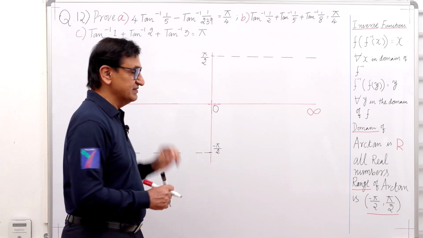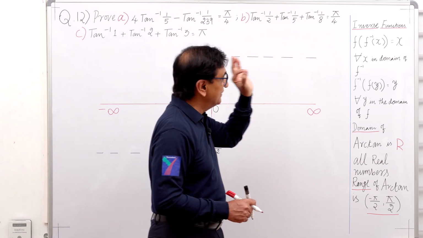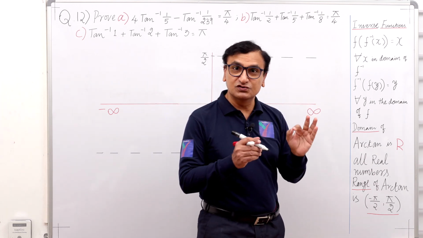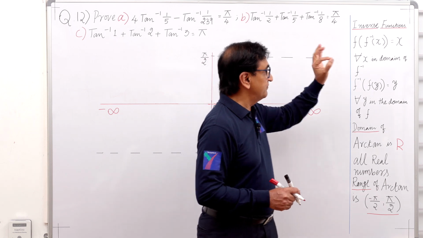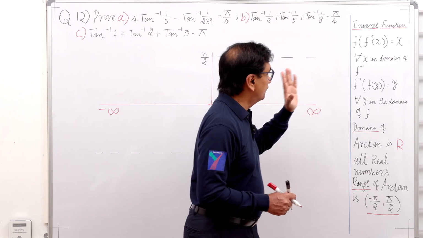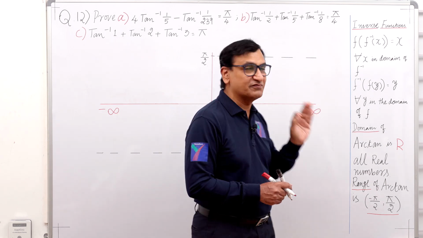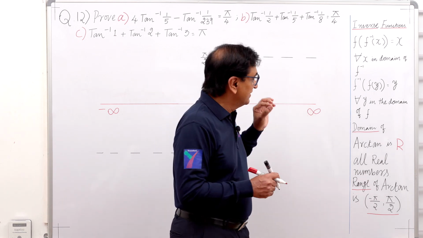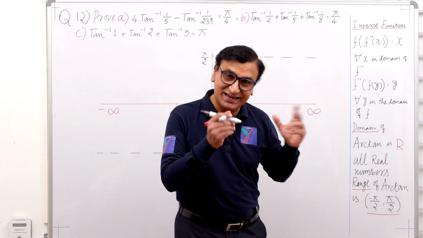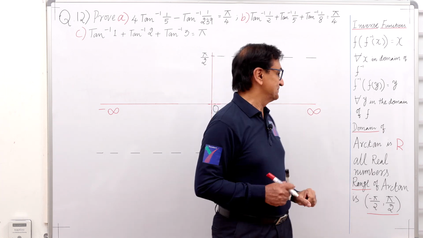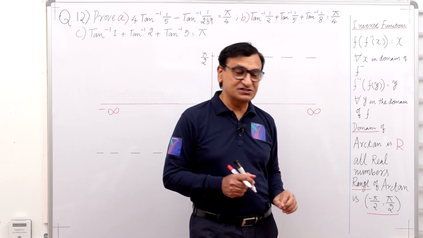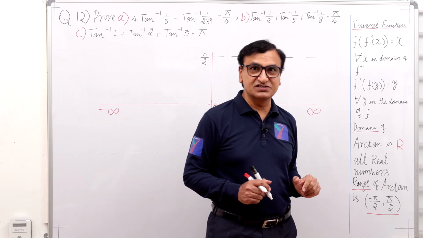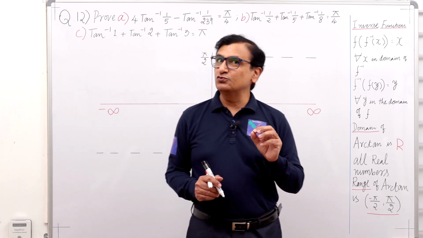And for proving this, I am going to use the property of inverse functions. Let me read out what is the property. The property of inverse function goes like this. F of f inverse of x equals x for every x in the domain of f inverse. F inverse of f of y equals y for every y in the domain of f. Domain of arctan function is all real numbers and the range of arctan function is open interval minus pi by 2 to pi by 2.